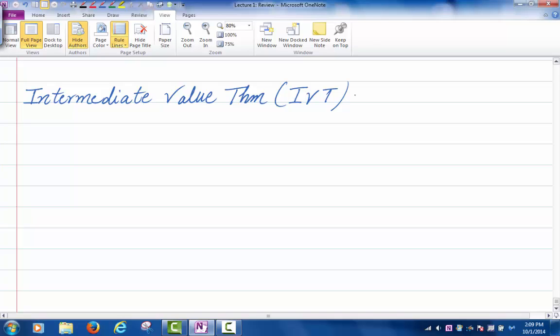So what does it say? Well, let's let f be a continuous function on the closed and bounded interval from a to b. So it's a closed and bounded interval, so a and b are real numbers here.